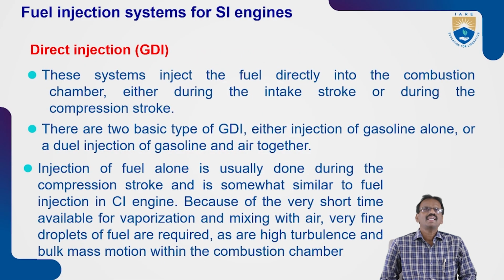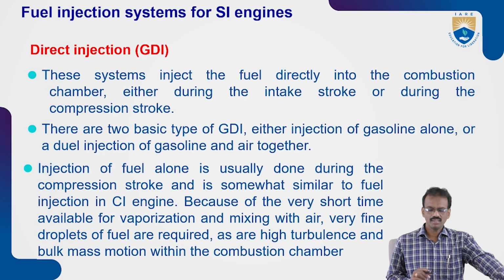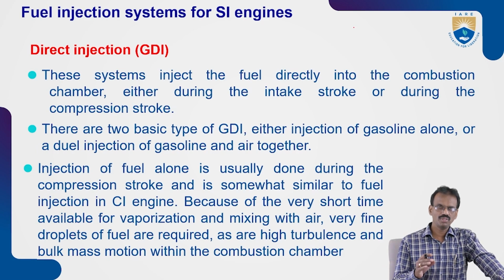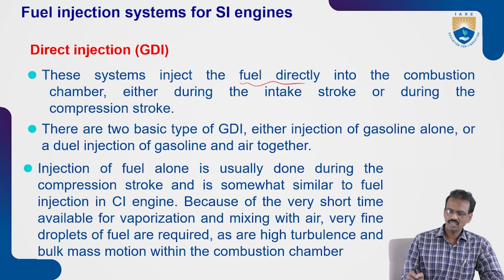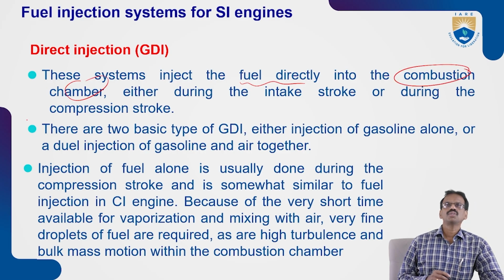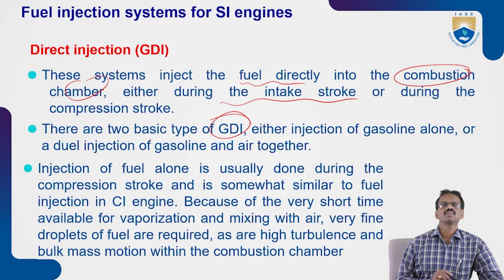So next one is the direct injection system. Direct injection system means, we know that the fuel is directly injected into the cylinder. Sometimes only fuel will be injected, sometimes air fuel mixture also will be injected. So these systems inject the fuel directly into the combustion chamber, either during the intake stroke or during the compression stroke. So these are two basic types of direct injection systems.